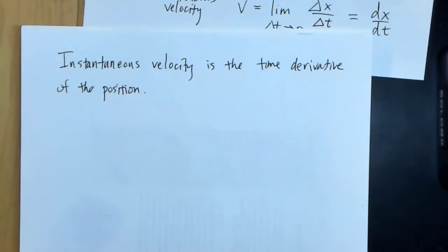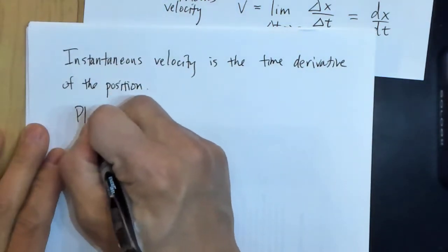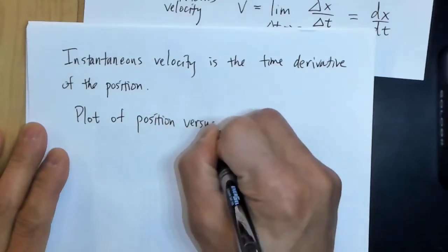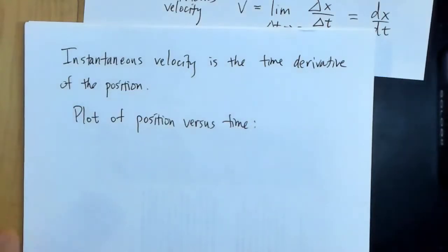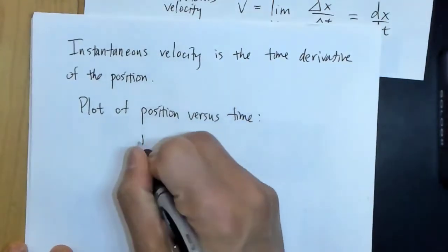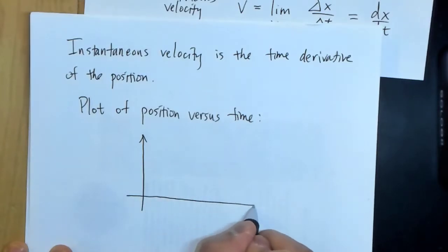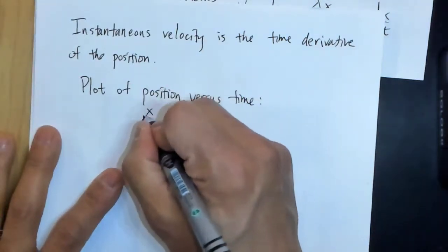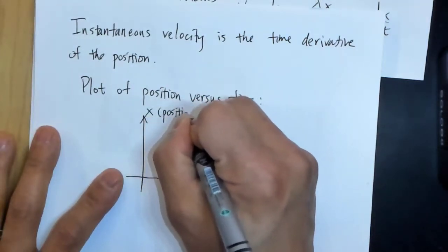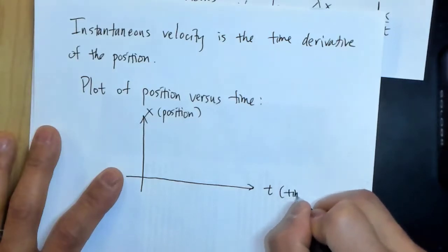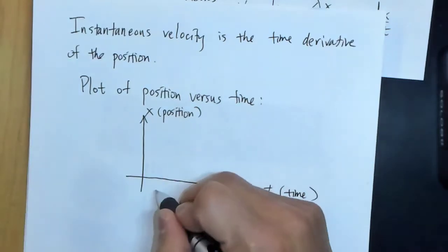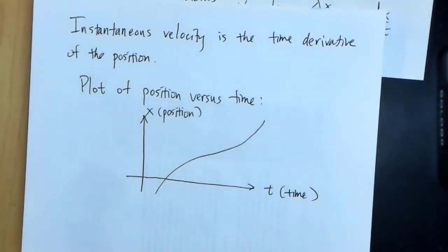Now, let's suppose we make a plot of position versus time. Whenever you say something versus something, the first thing you say will be on the vertical axis, and the second thing you say will be on the horizontal axis. So I'll have x here, that's my position, and t here will be time. Okay, I'm just going to draw a nice smooth curve, and let's say we have something like this. That's going to be the position versus time.